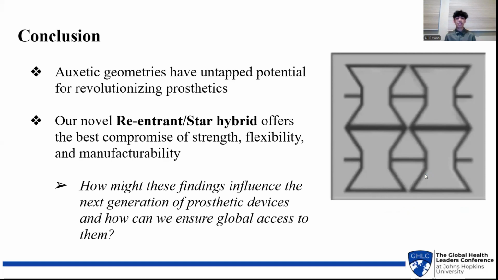How might these findings influence the next generation of prosthetic devices, and how can we ensure global access to them? In today's research, as we have currently performed, we saw that our novel reentrant and star hybrid was the most effective, but how can we actually ensure that this does end up being implemented inside of current designs today and become more accessible for all types of people?